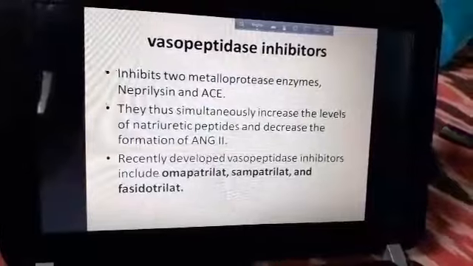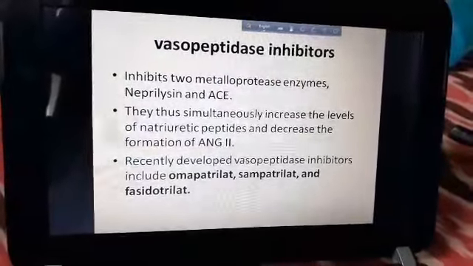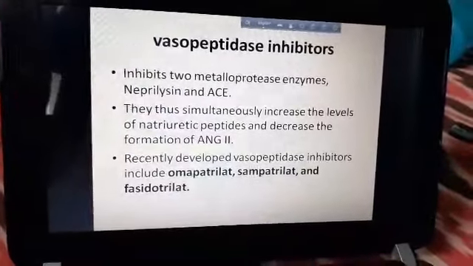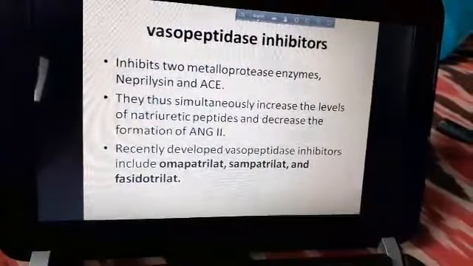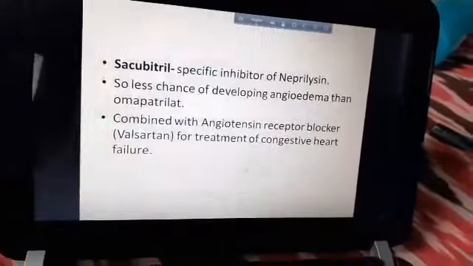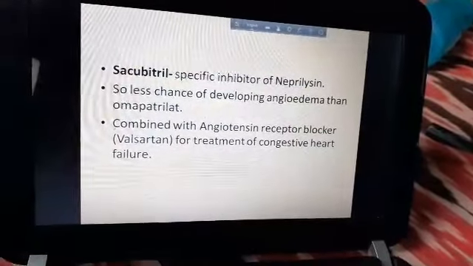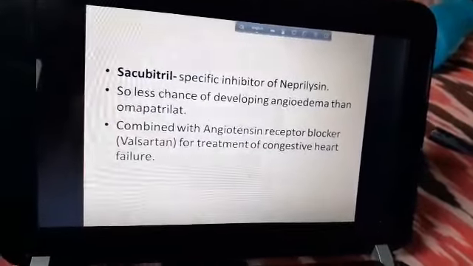So, if we can block angiotensin 2 production as well as increase the BNP activity, then heart failure treatment is more successful. So recently approved vasopeptidase inhibitors are omapatrilat, sampatrilat, and fasidotrilat, but these are not commonly used now. Sacubitril is a specific inhibitor of neprilysin. So sacubitril is commonly used nowadays because it is a specific inhibitor of neprilysin.